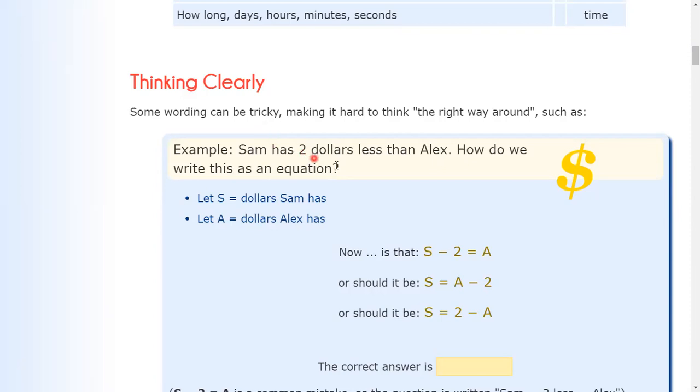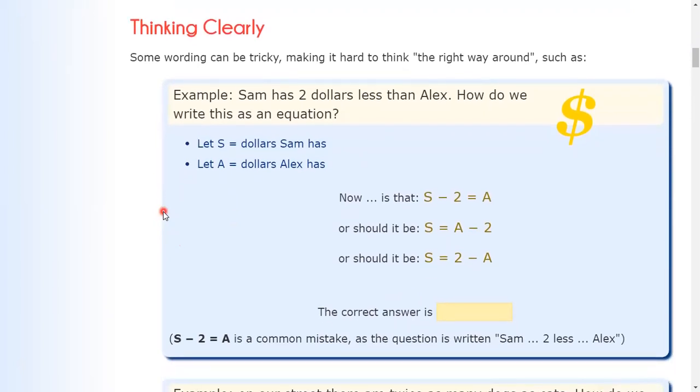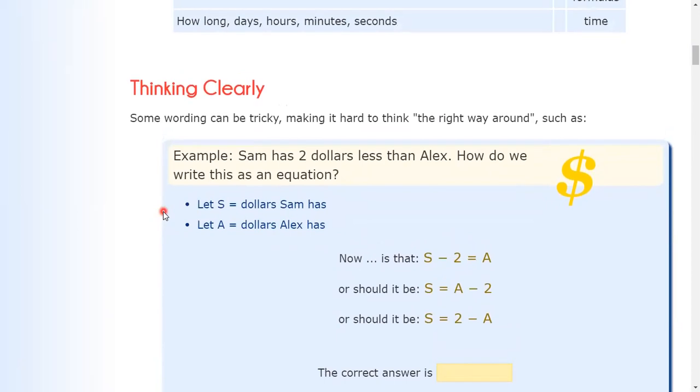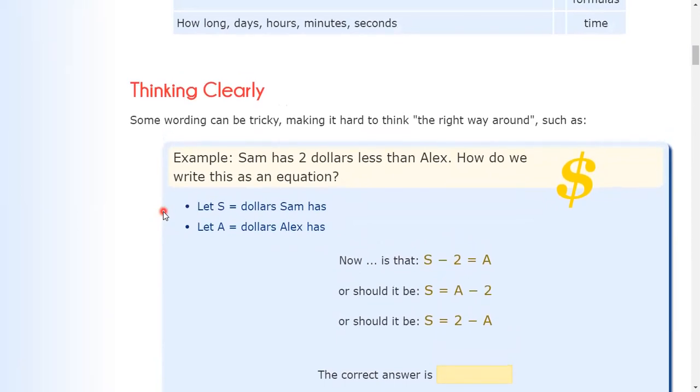Example: Sam has $2 less than Alex. How do we write this as an equation? What's your idea? Can you see my screen? Okay, let's see what the correct answer is.